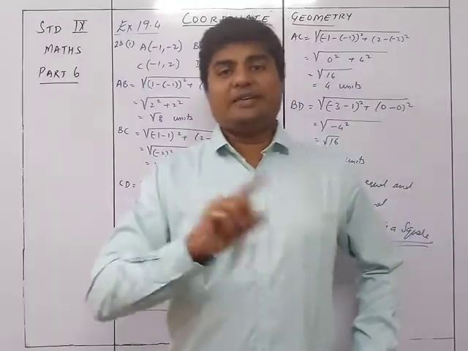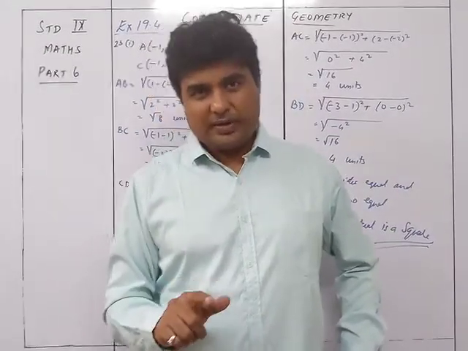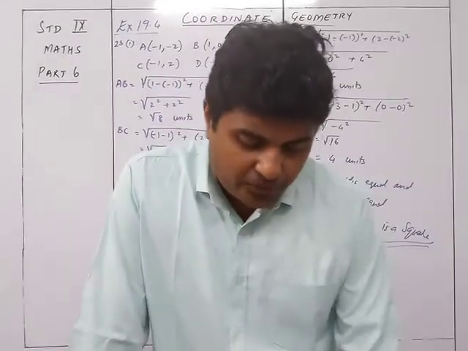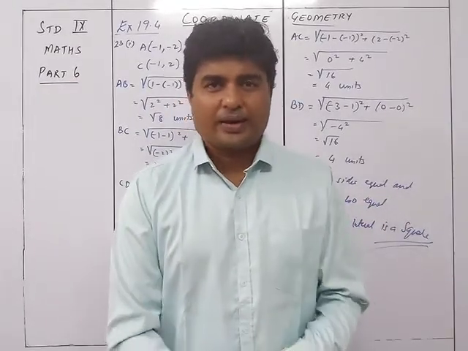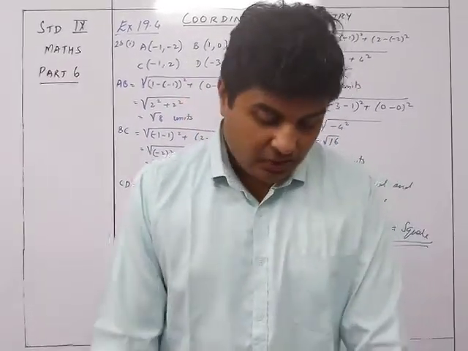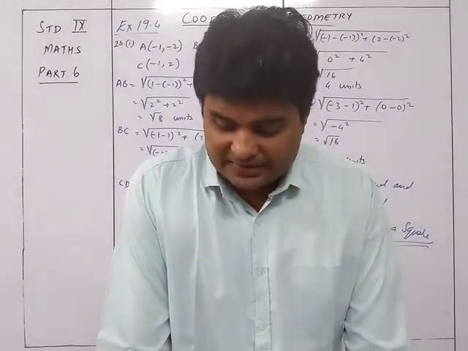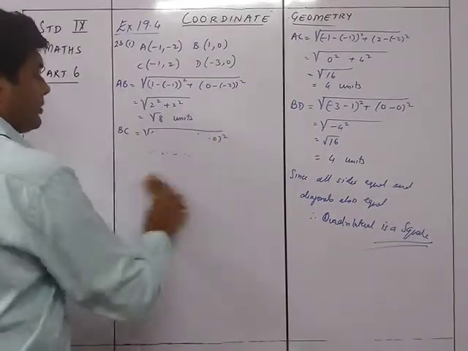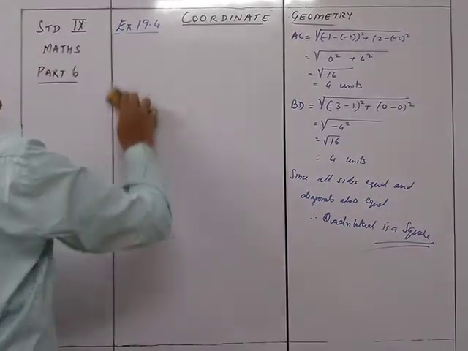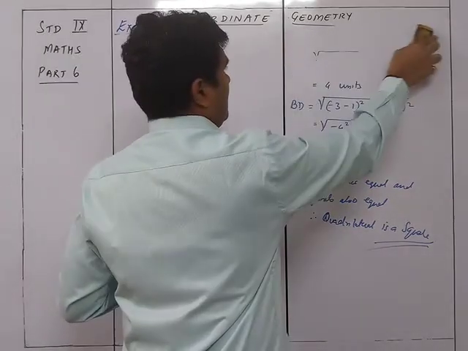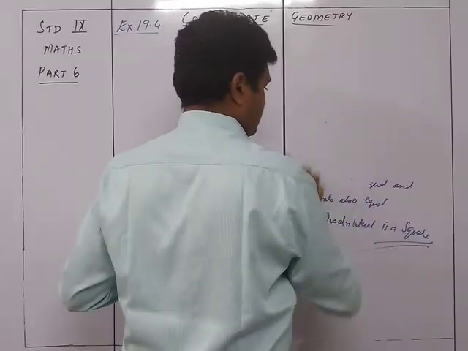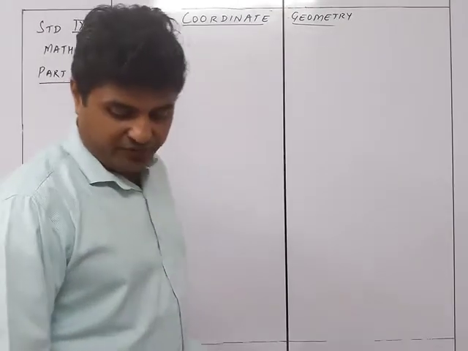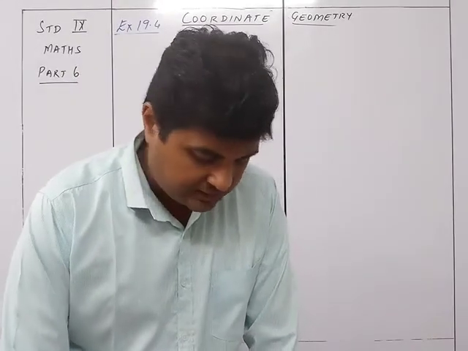For a rectangle, opposite sides equal but diagonals equal. So this is how we are going to prove the quadrilateral to be a square or a rectangle or a parallelogram or a rhombus. Right? Now we see the last sum of the chapter, that is sum number 24. Okay, sum number 24. Here we go with it.